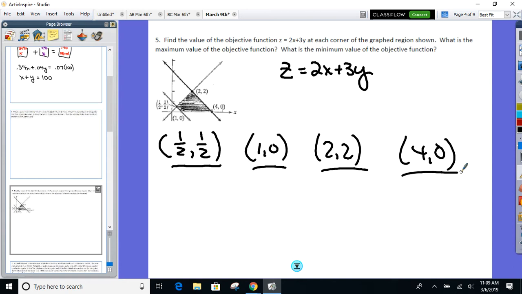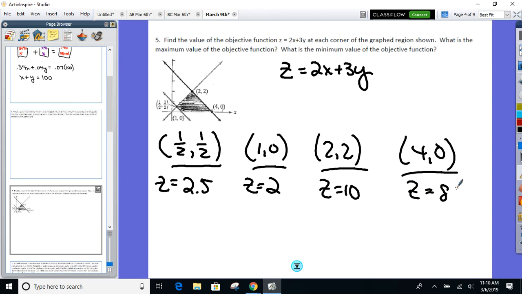One half. What do you guys have? Z equals 2.5. Yep. How about 1, 0? 2, 2, 2. 10, 4, 0.